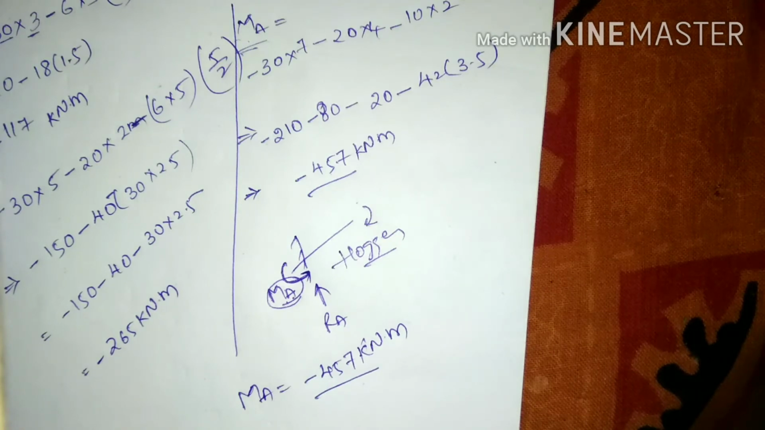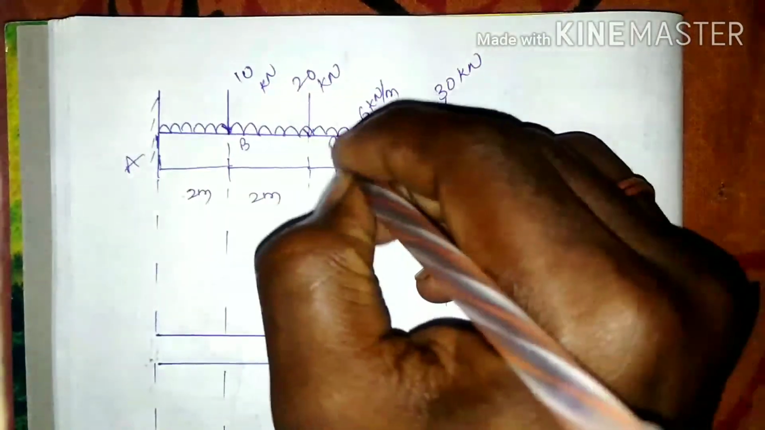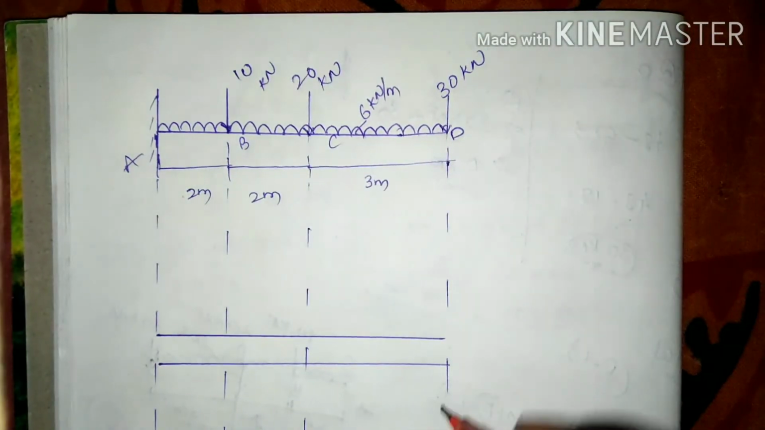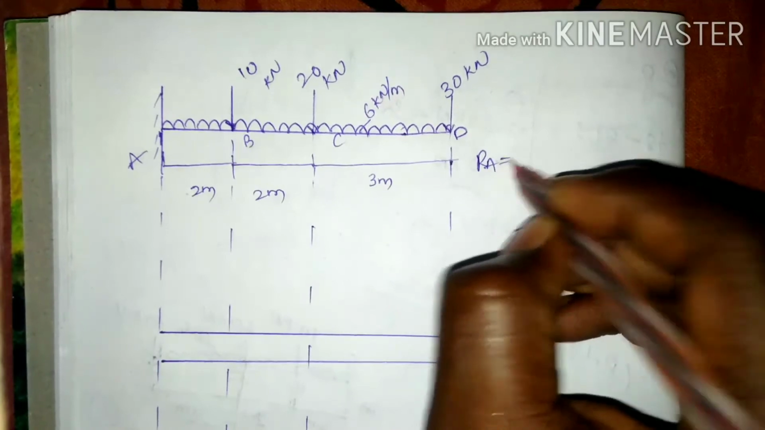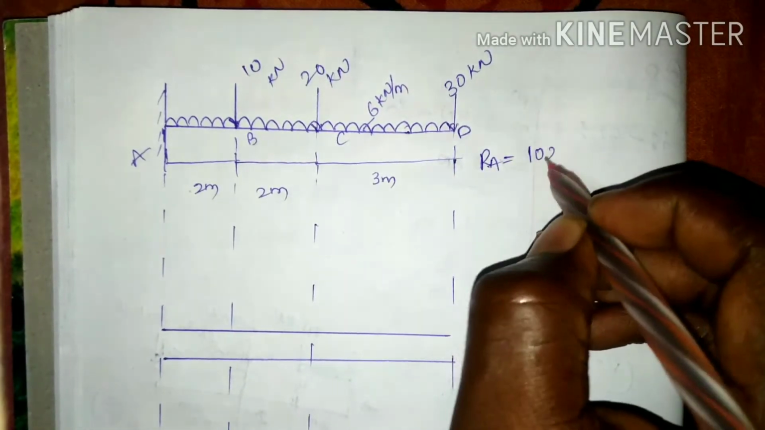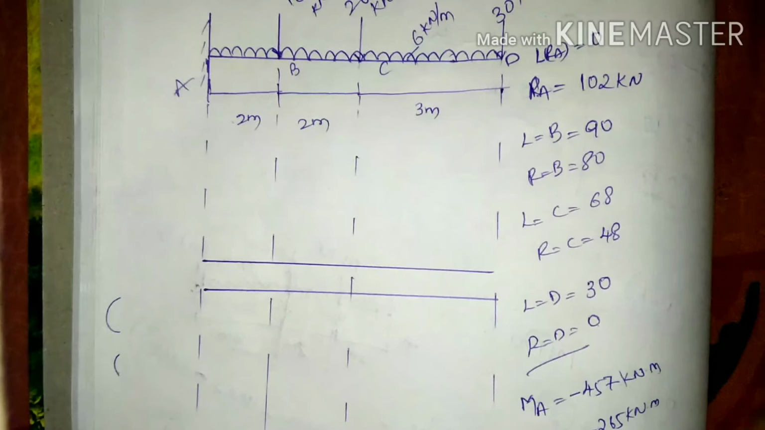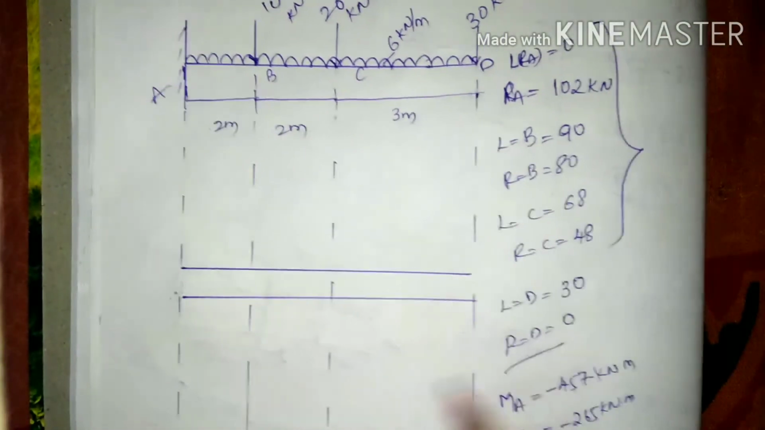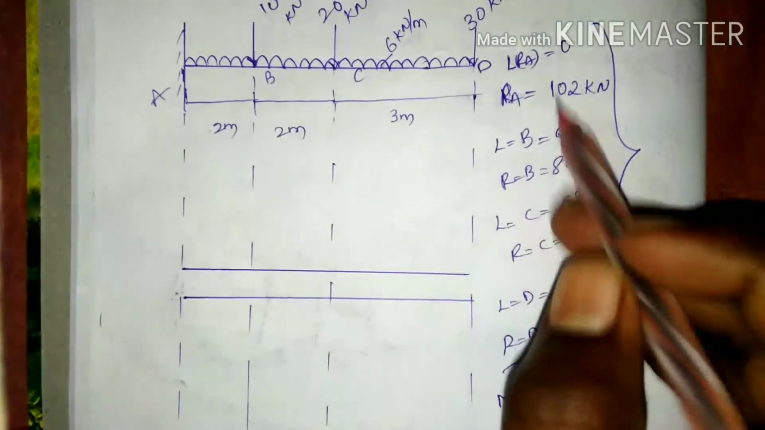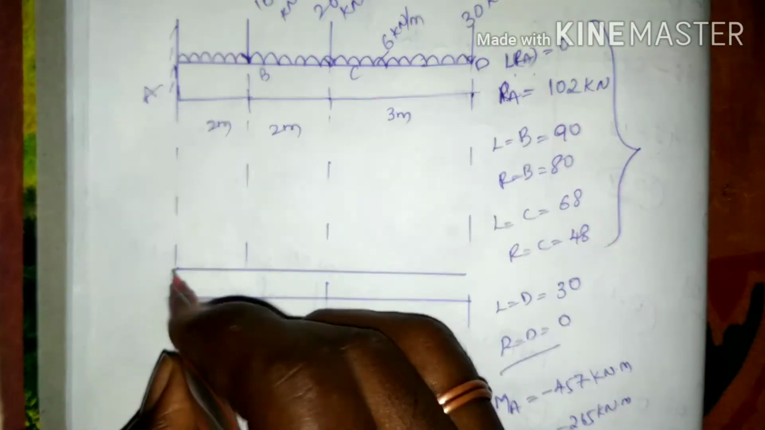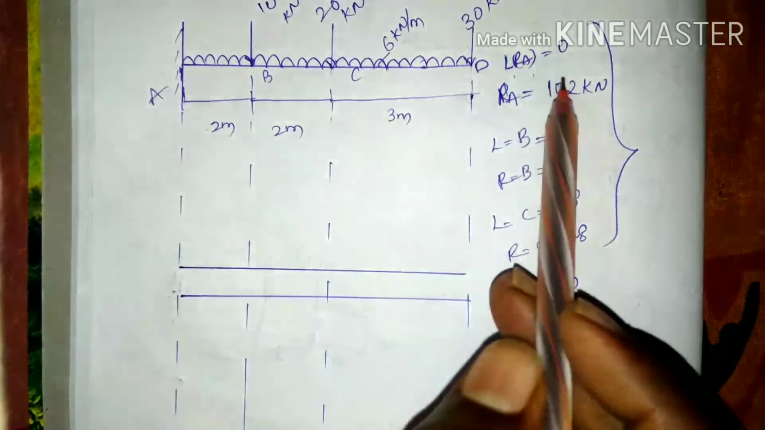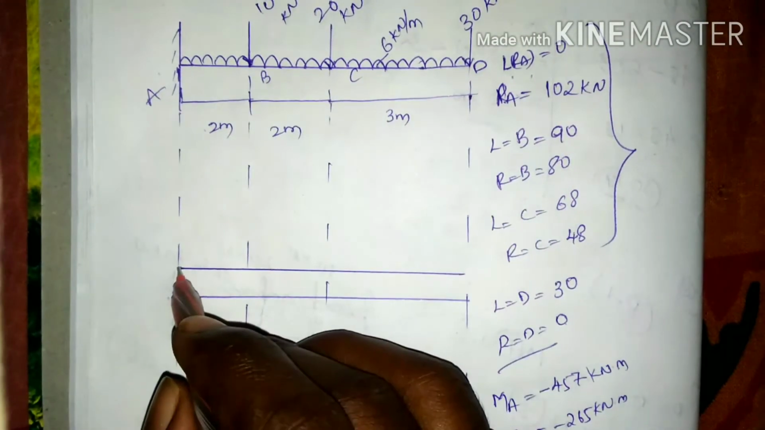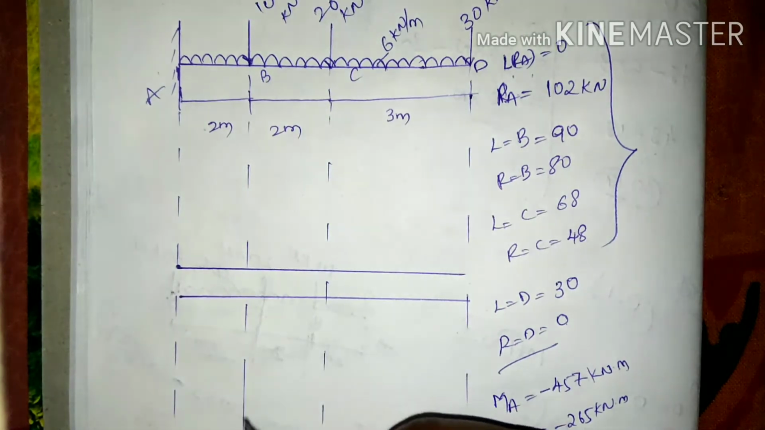From these values we are going to draw the shear force diagram and bend moment diagram. Here for the RA we are having 102 kilonewtons. Here these are the values of the shear force calculation just now we done. Here for the left of the RA, that is here, the value is 0, so that we are going to consider the value on reference line.